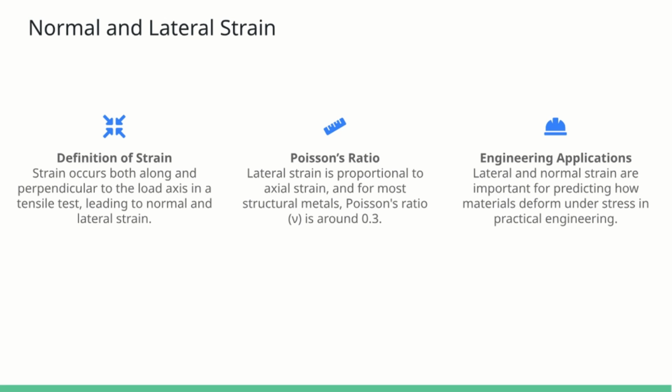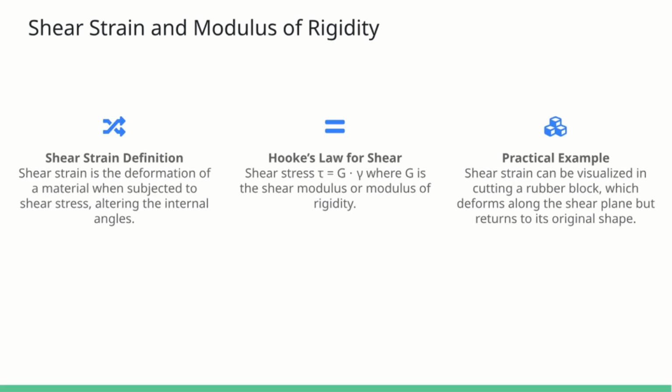Engineering application: lateral and normal strain are important for predicting how material deforms under stress in practical engineering. Meaning that you can observe anything that you can stretch. Let's say you stretch a rubber band. You can see the deformation happen at the middle of it, and also at the lateral and the elongation part of it. This is how we observe, because a rubber band you can get anywhere.